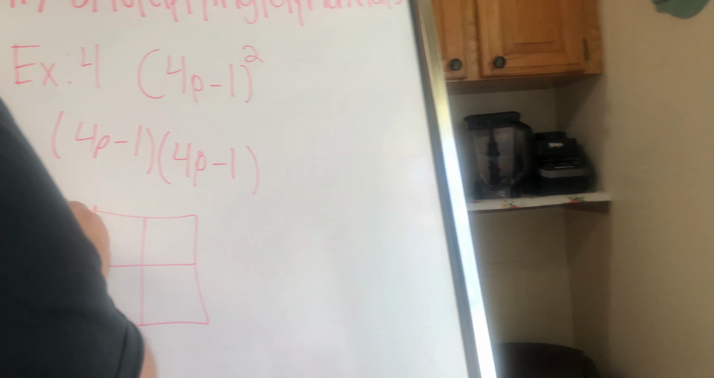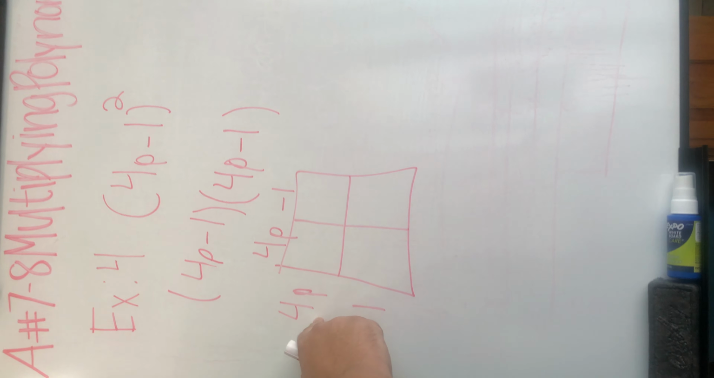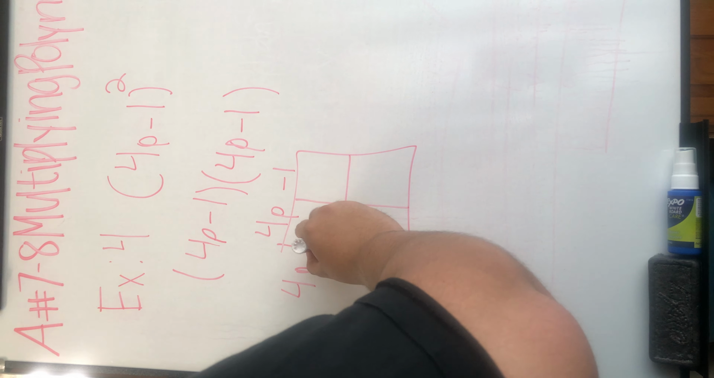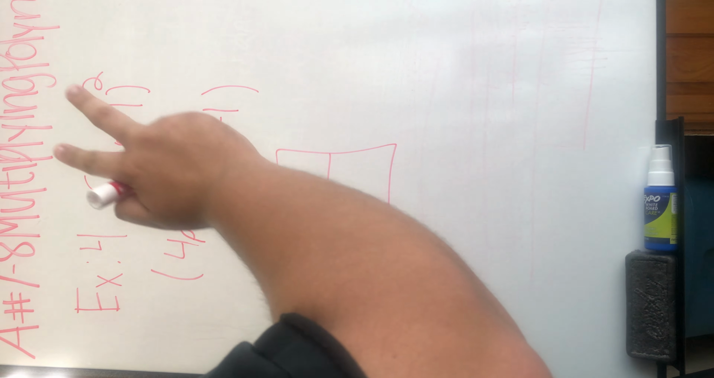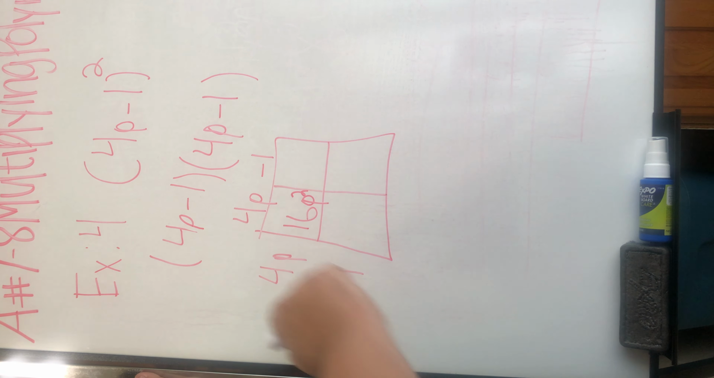So this is going to be 4p minus 1, 4p minus 1. 4 times 4, we know that's 16. There's a p, there is a total of 2, so we add them, which is p squared. Remember, adding the exponents, not the p's.